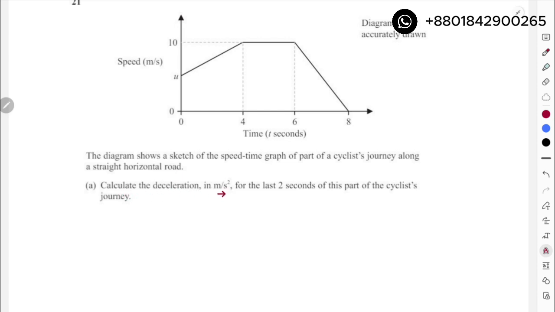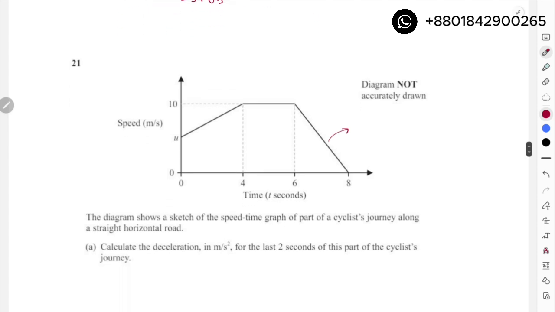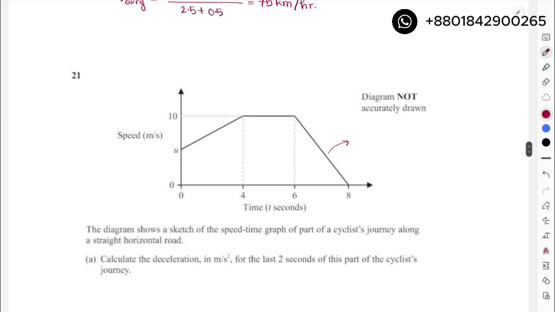Calculate the deceleration in meters per second squared of the last 2 seconds of this part of the cyclist's journey. As I've already stated, how do I understand that only this section is a deceleration, even though the question has clearly mentioned that the last 2 seconds was decelerating? But in some cases, even if the question doesn't mention it, you have to understand that on your own, right? So in that reference, we are going to look for these features. Deceleration means the graph is going to be a downsloping line, and a straight line means it's constant deceleration.